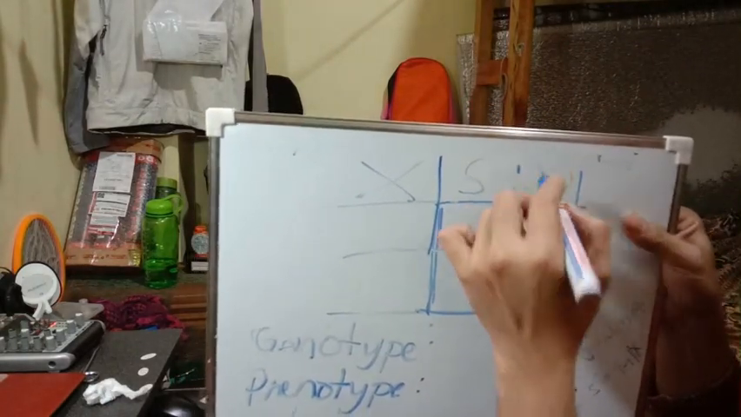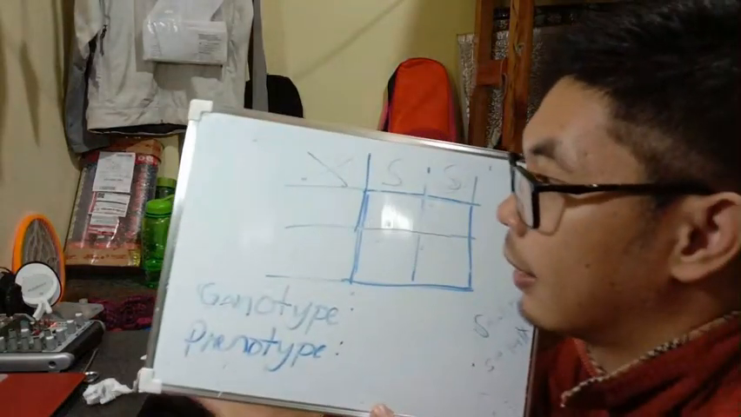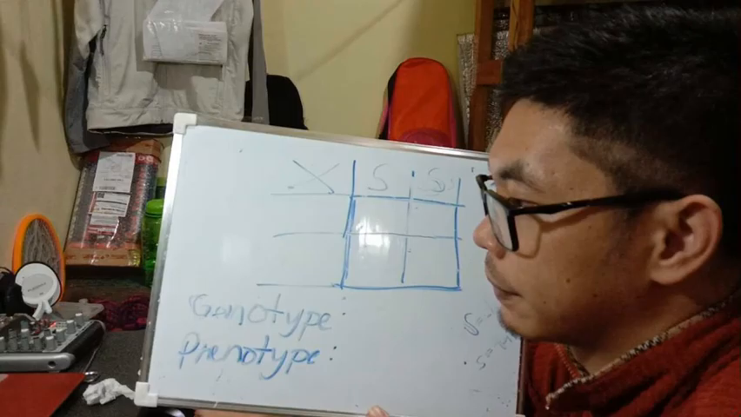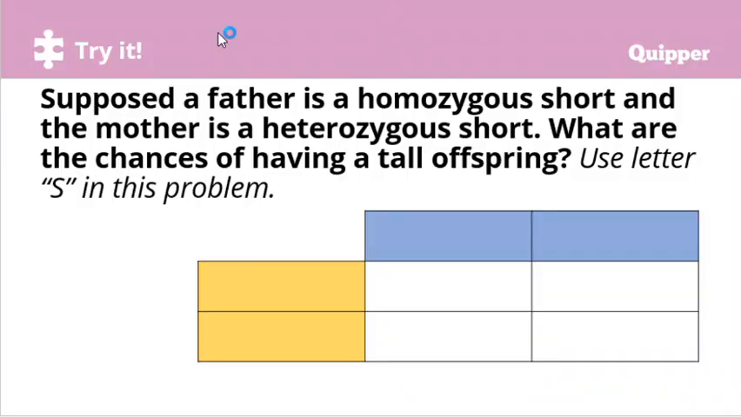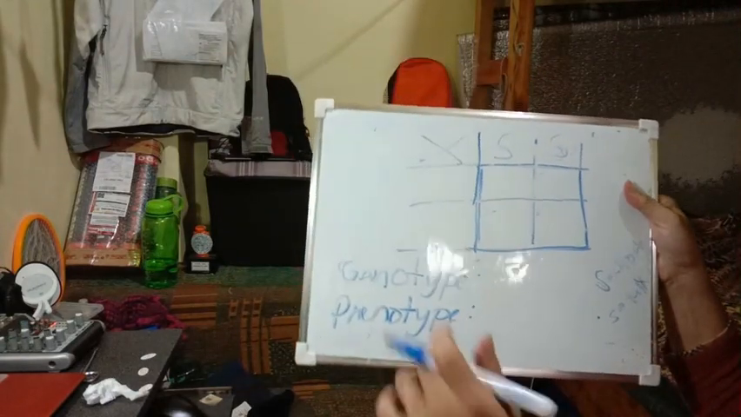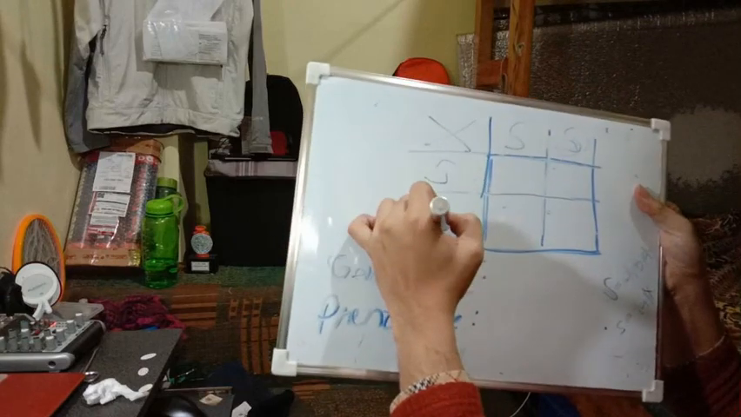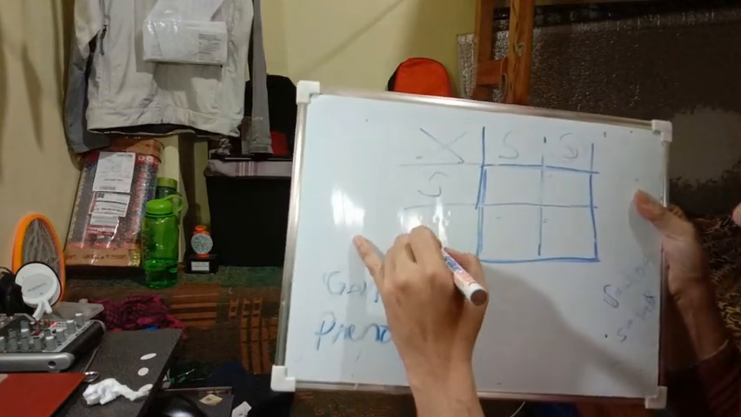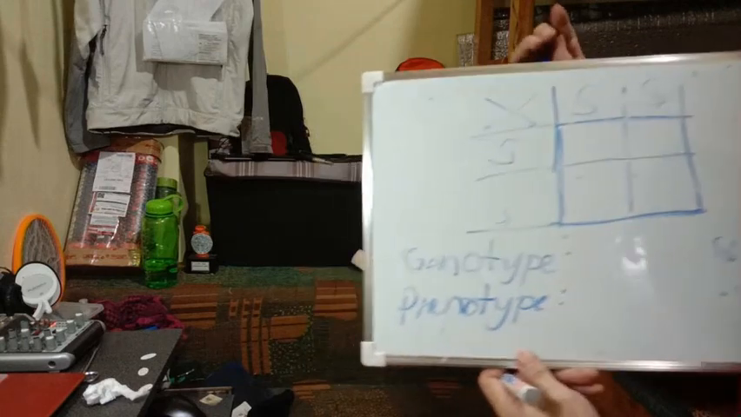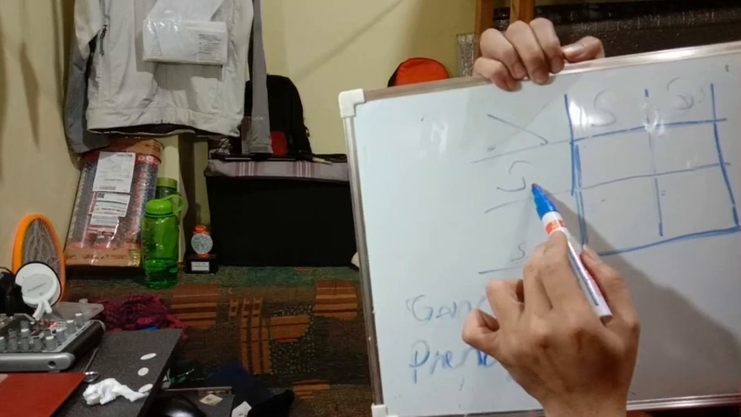Hindi masyadong klaro. Binubura niya kasi. Alright. Never mind. Tapos, sabi naman dito, si mother is heterozygous short. So, pag sabi natin heterozygous short, heterozygous meaning not the same. So, pwede nating sabihin na capital S and small letter s. Yun. Bago ito. So, meron tayo parent number 1, capital, capital, tapos capital and small.